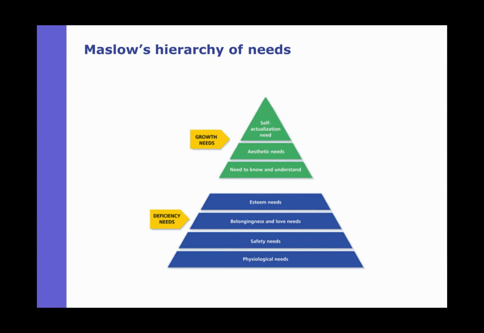Maslow's got another theory of motivation, and we've used this quite a lot. Maslow actually was looking at self-actualization, and when he started talking about self-actualization, what he was really talking about was the desire to become everything that one is capable of becoming.